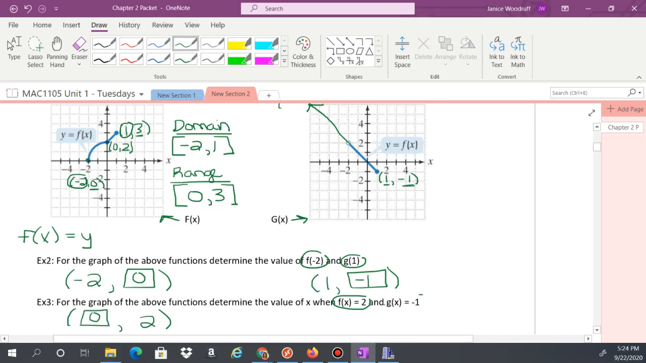And then for g of x equals negative 1, okay, on the g of x graph, when y is negative 1, that x, we already did that right up here, so it's just positive 1.